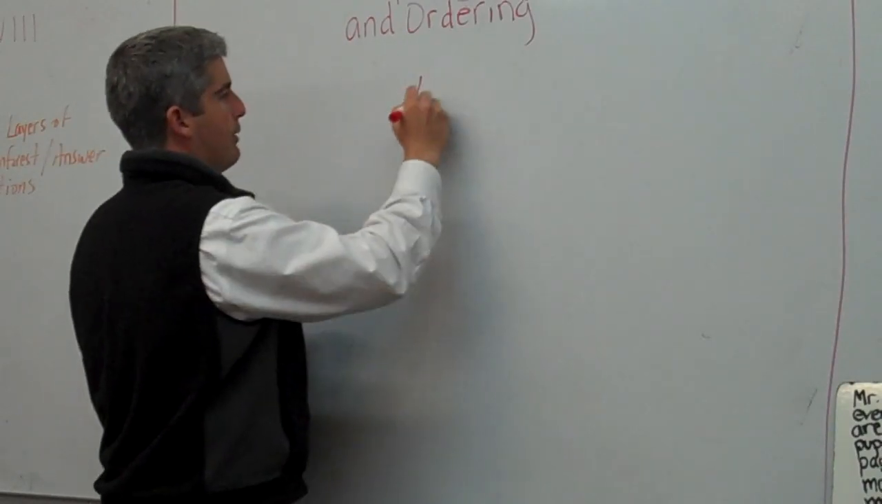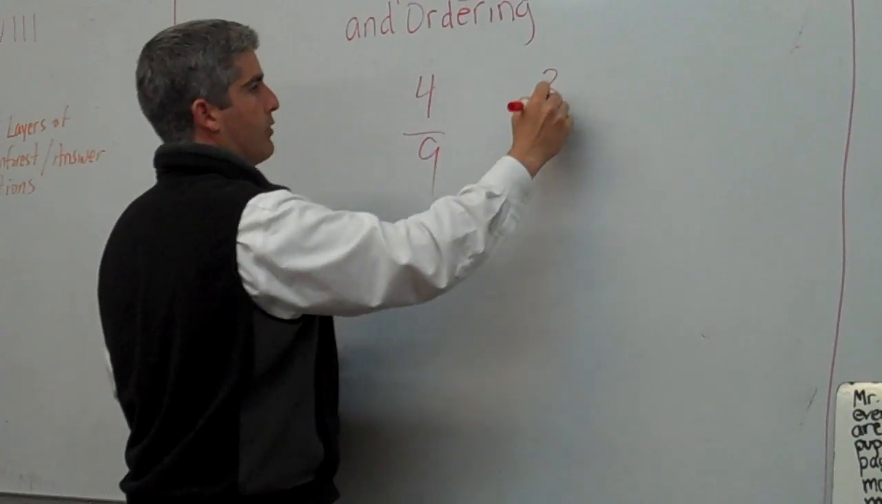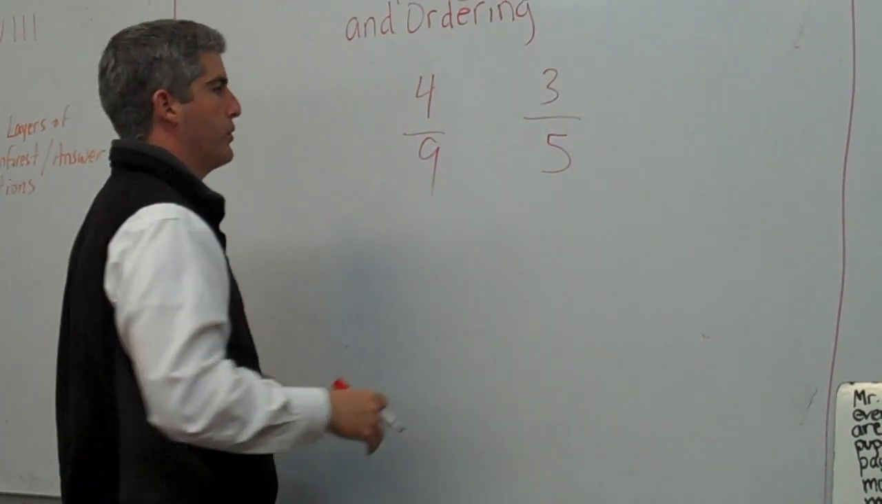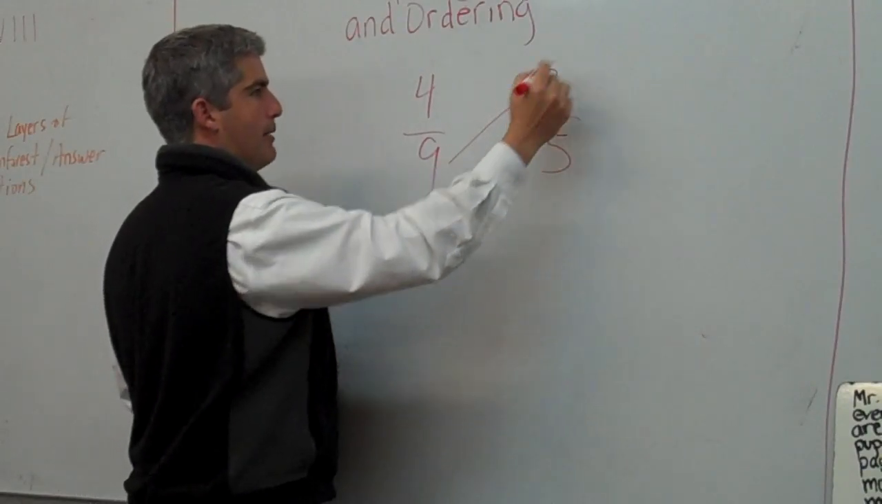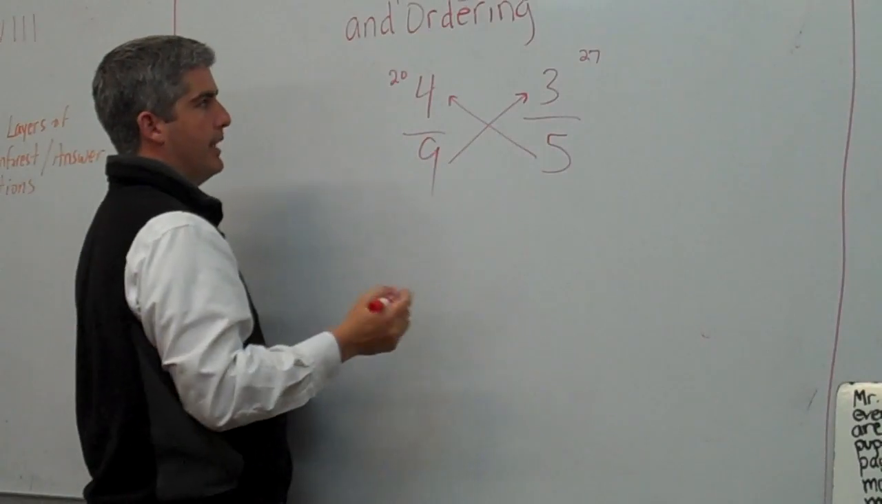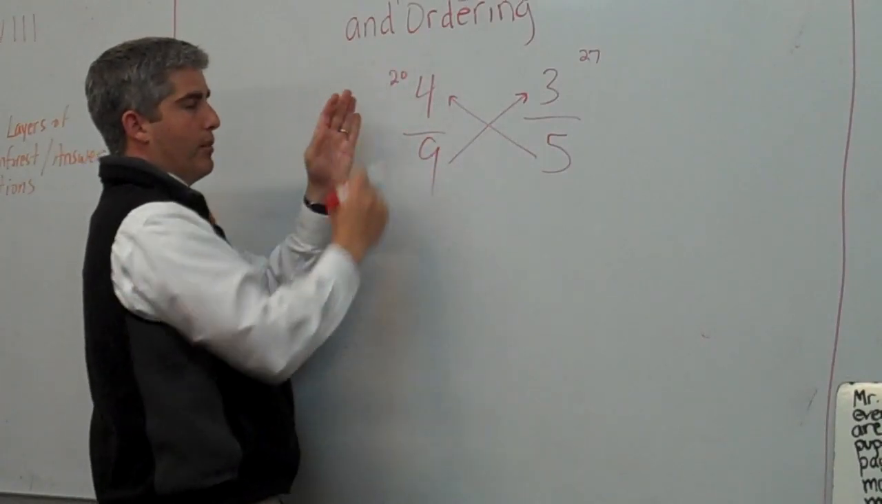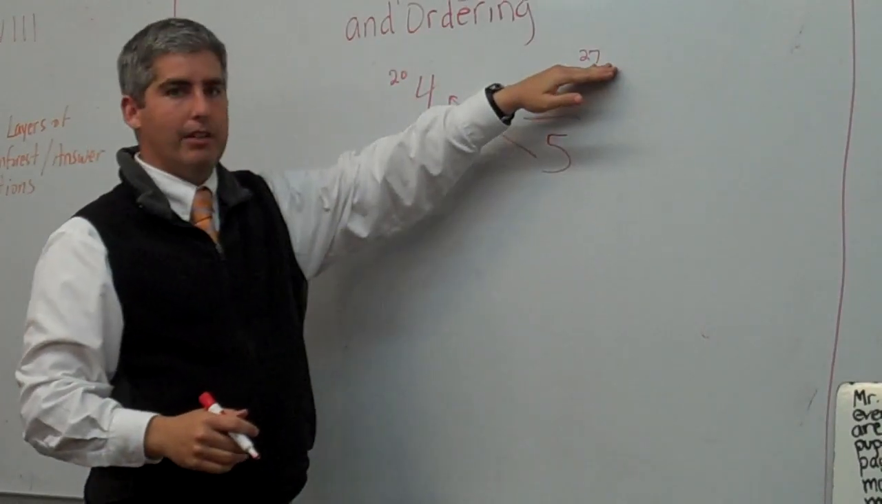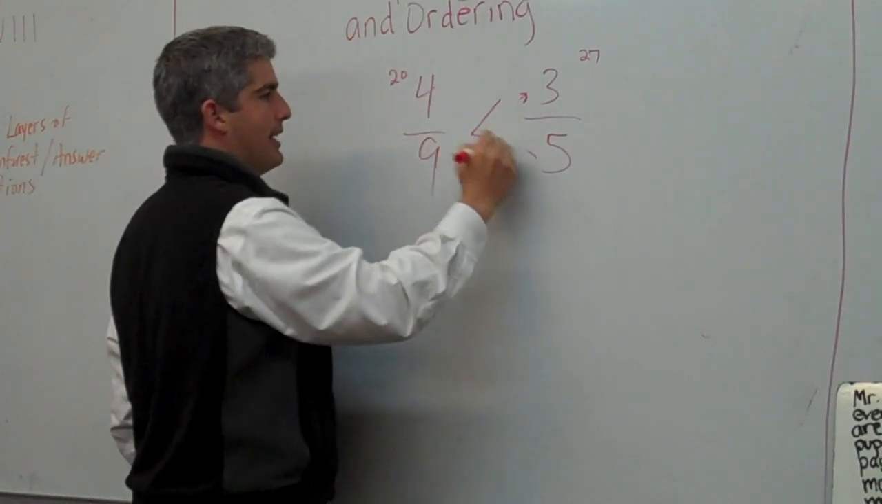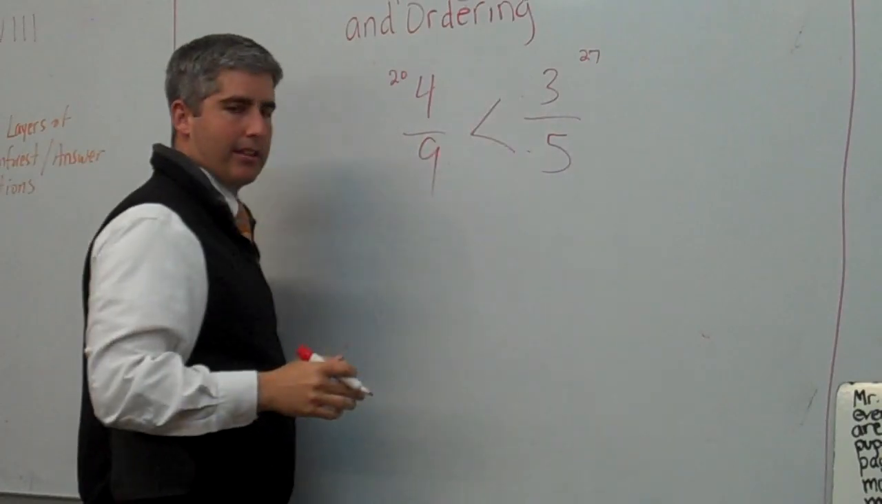Let me do it one more time just to give you a better understanding of how it goes. So let's say we have 4/9 and 3/5. Again, no like numerators, no like denominators, so we can't use those rules. So I cross multiply. 9 times 3 equals 27. 5 times 4 equals 20. Again, the product for this fraction was 20. Here's 27. So 20 is less than 27. So 4/9 is less than 3/5.